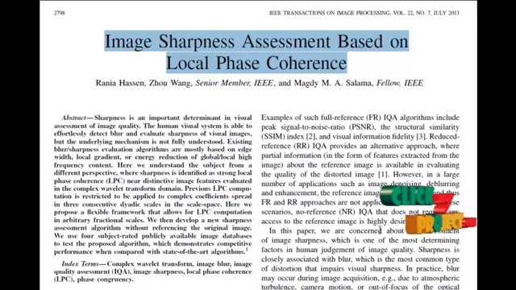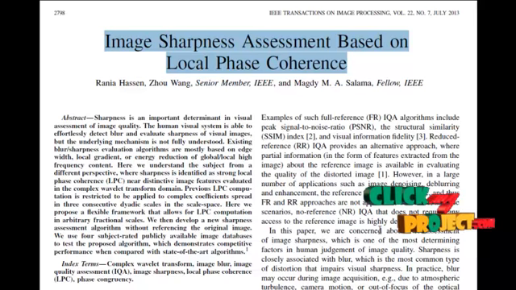Sharpness is closely associated with blur, which is the most common type of distortion that impairs visual sharpness. In practice, blur may occur during the image acquisition, for example due to atmospheric turbulence, camera motion, or out of focus of the optical system. It may also be a side effect of certain image processing operations such as compression and denoising. Interestingly, the human visual system has a remarkable capability to detect image blur without seeing the original image, but the underlying mechanisms are not well understood.